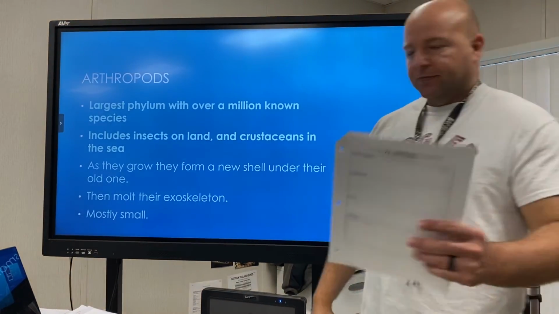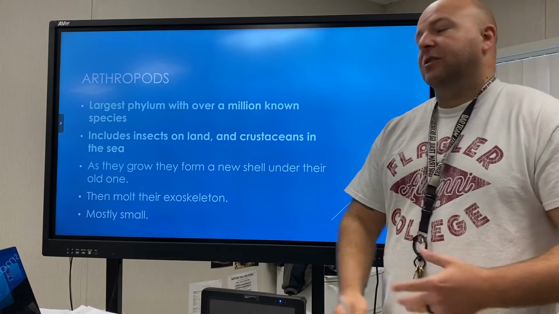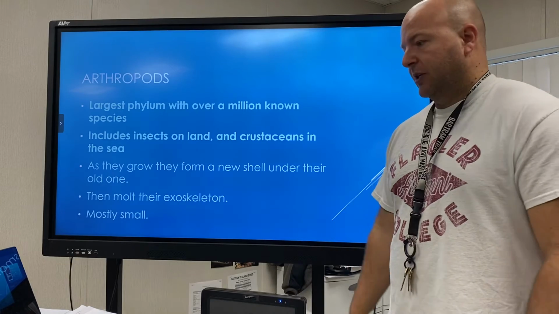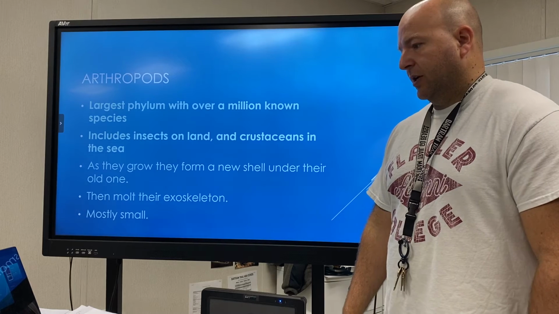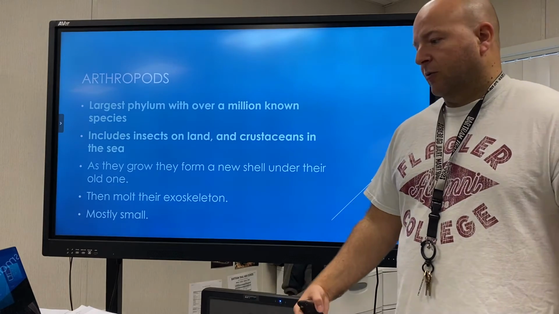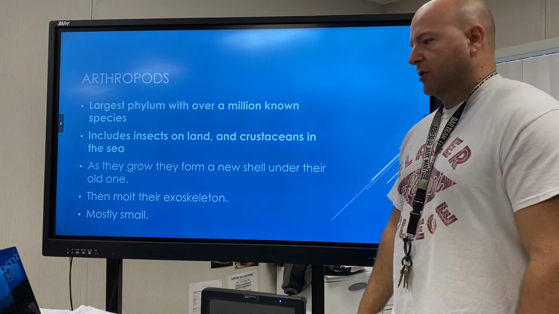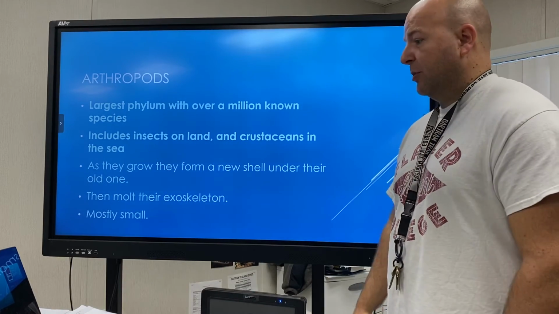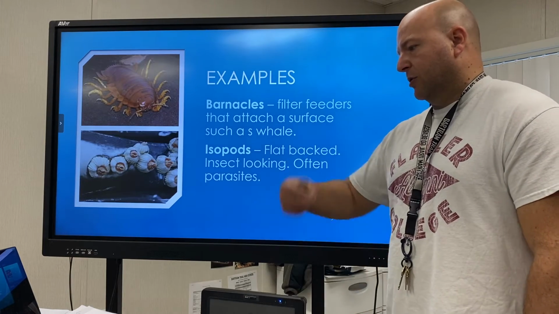And then lastly, we've got our arthropods. This is the largest phylum, over 1 million known species that fall in this category of arthropods. On land, this includes insects. It also has crustaceans in it as well when we get into the ocean. As they grow, they form new shells under their old one, and then they molt the exoskeleton. These are mostly small, but there are a few large examples. We go to prehistoric times, we have some very, very large examples of these, but in modern times, most of them are pretty small. Barnacles are a good example of this.